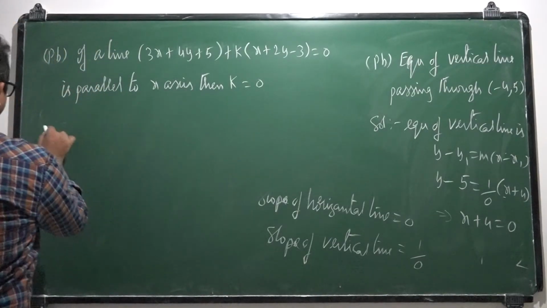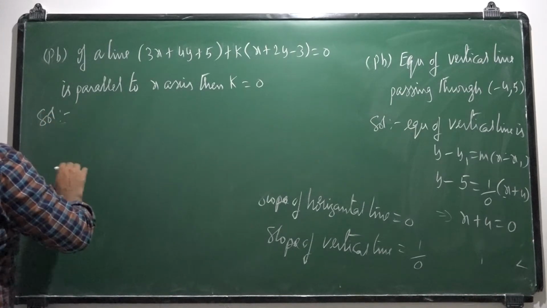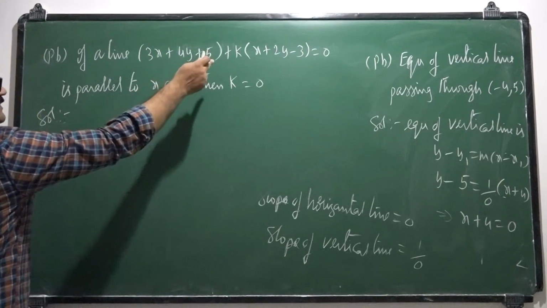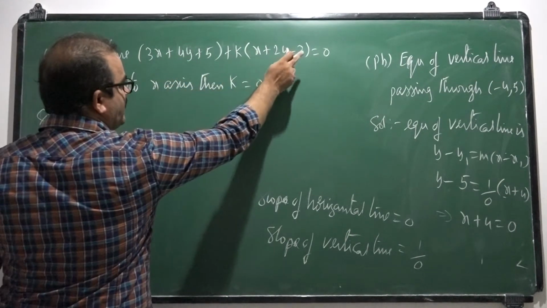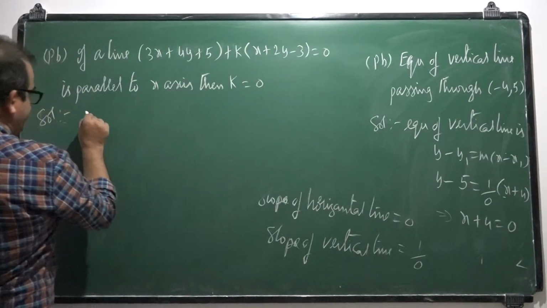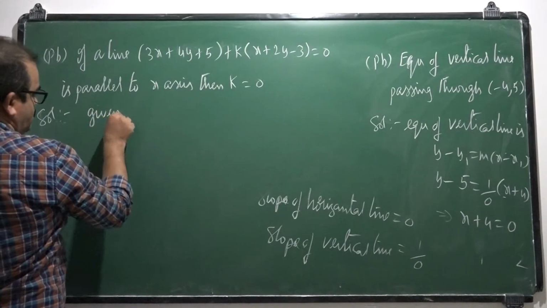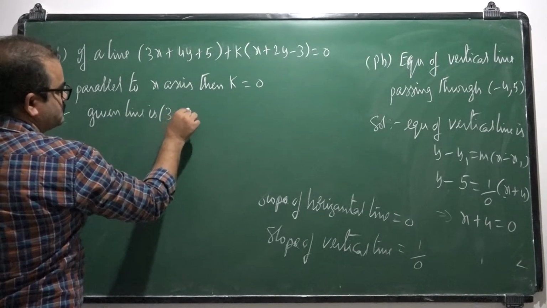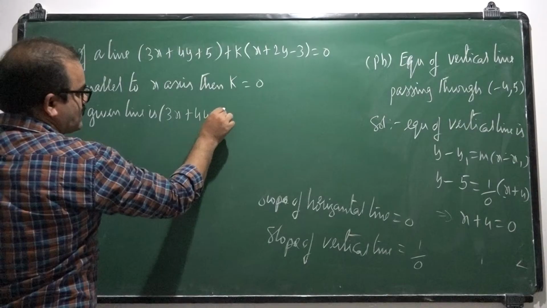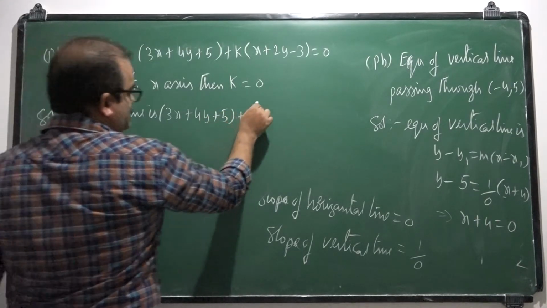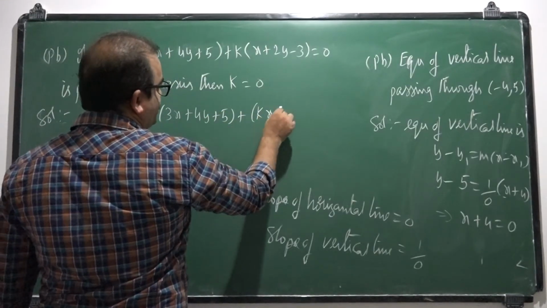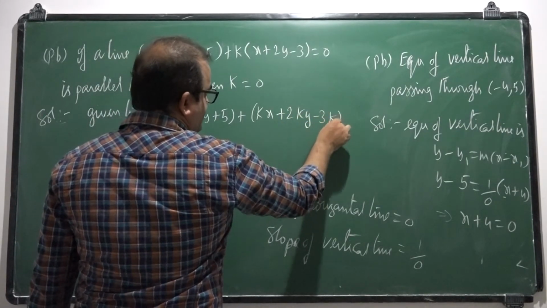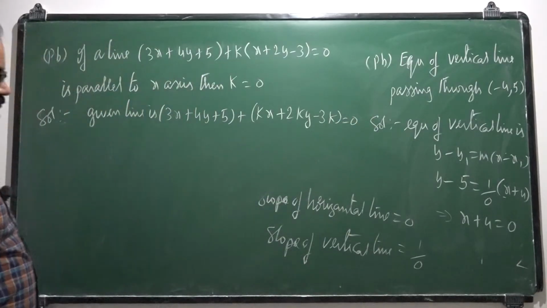Okay. What is the given line? 3x plus 4y plus 5 plus k into (x plus 2y minus 3). Take this k into bracket. Given line is 3x plus 4y plus 5 plus kx plus 2ky minus 3k is equal to 0.